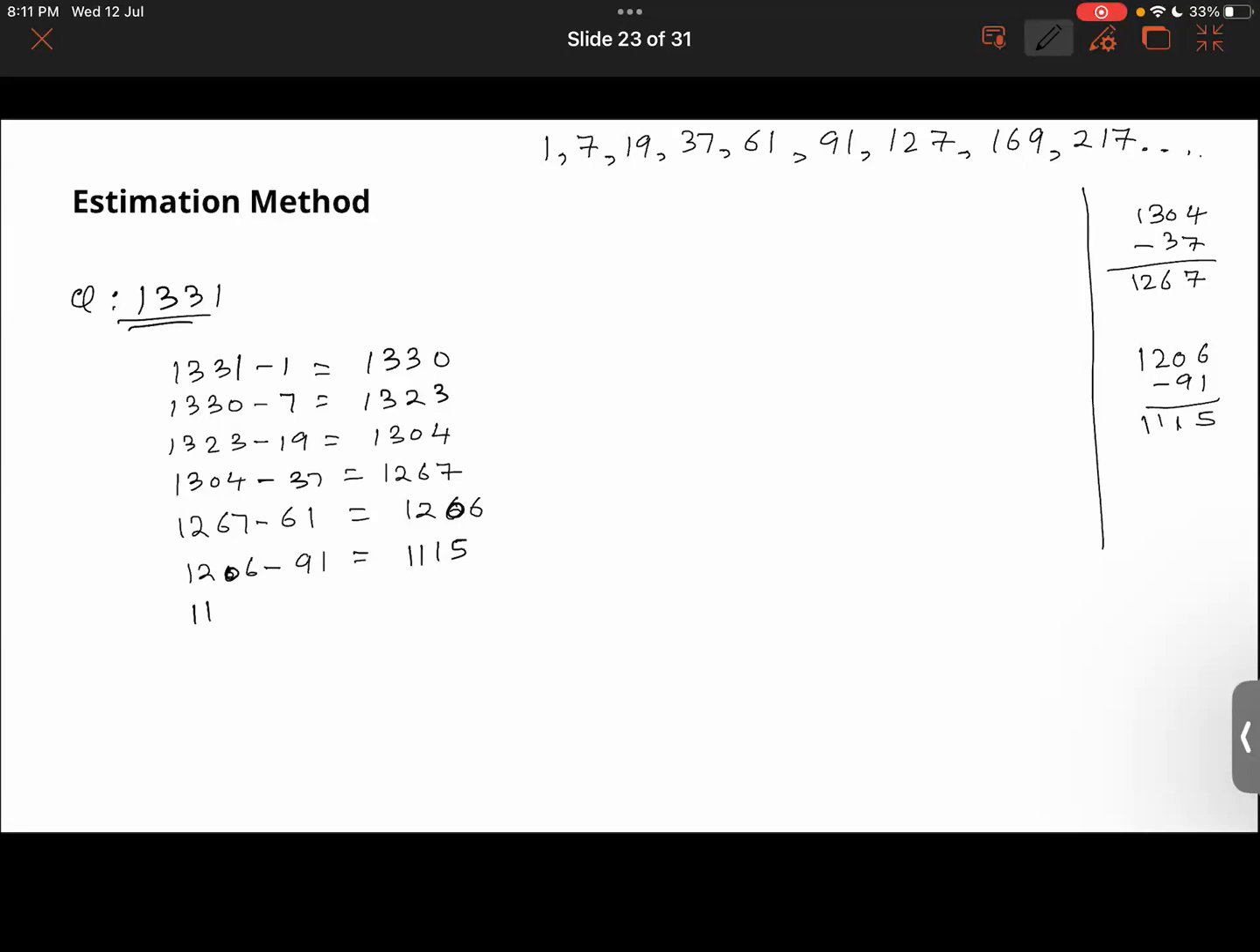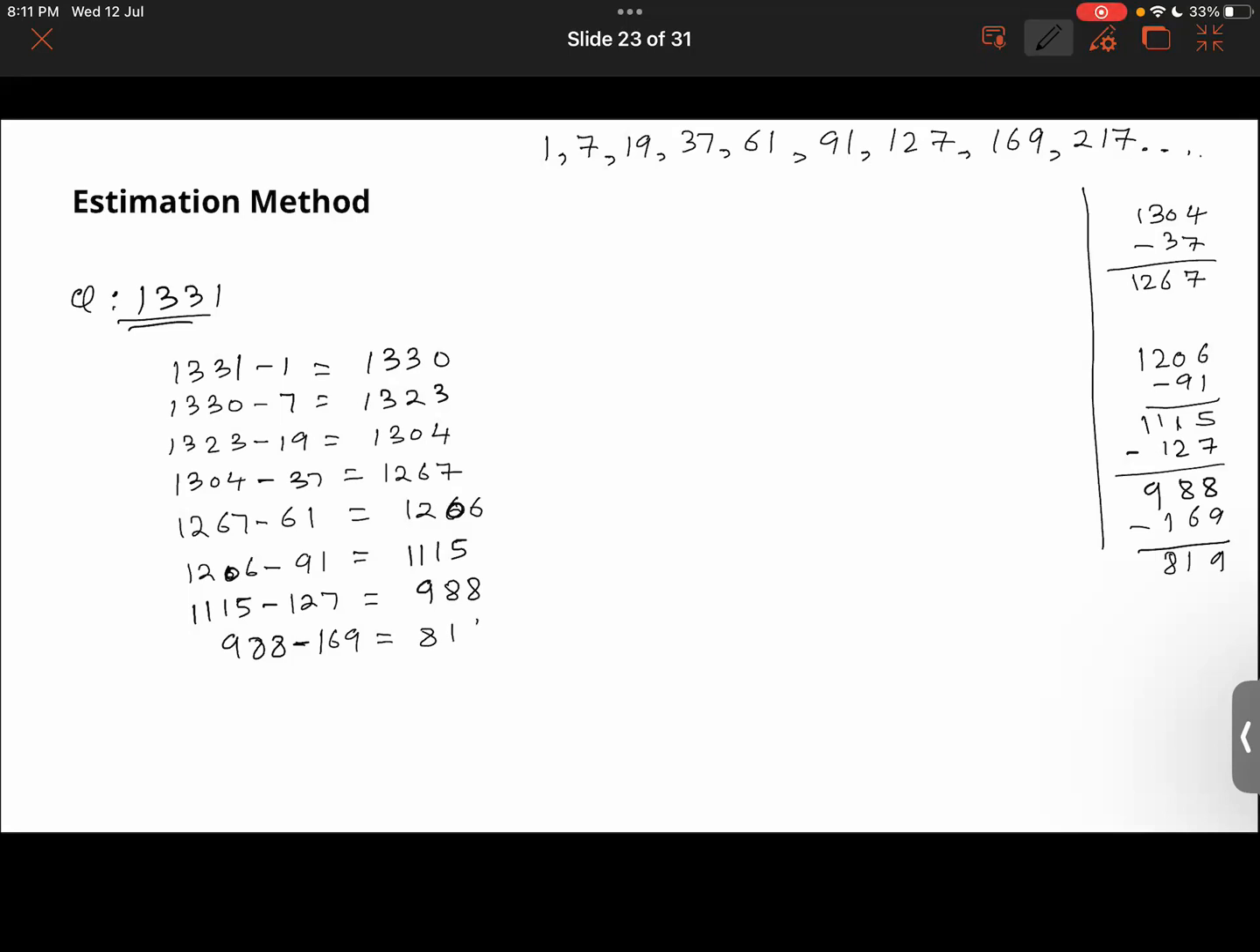Then 1115 minus 127 here. That gives you how much? 988. Good. Then what number needs to be subtracted? 988 minus 169. What is the answer then? 819.